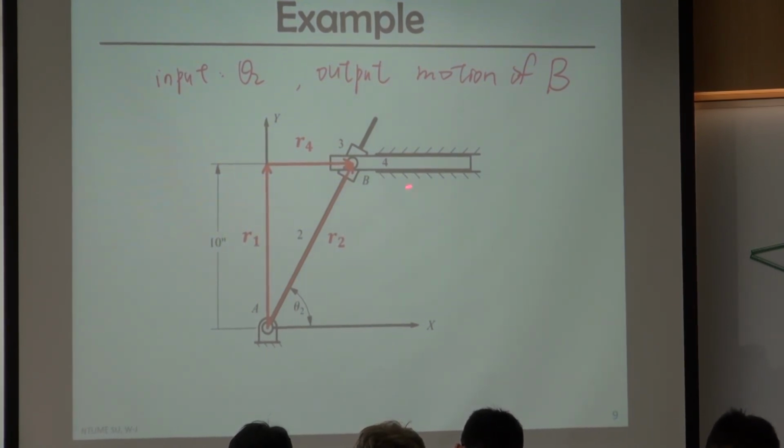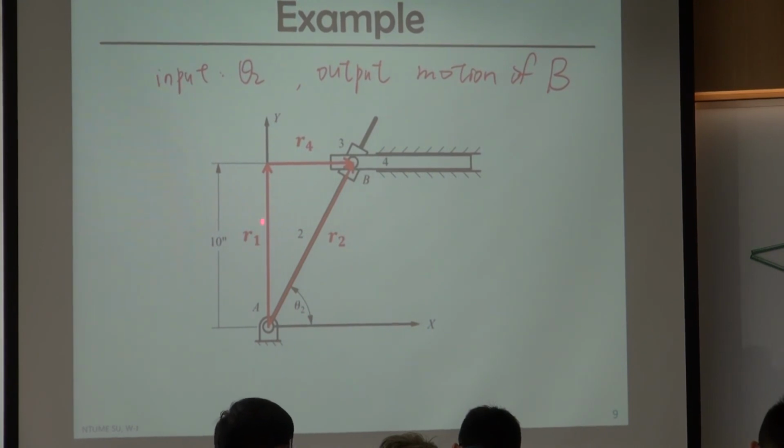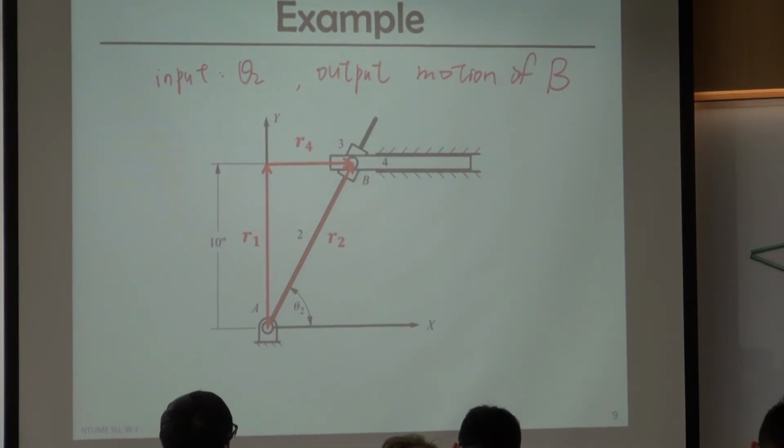So if we want to draw a vector loop, we need to make sure those vectors include these two pieces of information. You need to include the angle of link 2, because this one is the input. Also, we need to have information of the output. So I just draw this triangle, and R2 indicates the information of link 2. And R1 is just something for vertical.